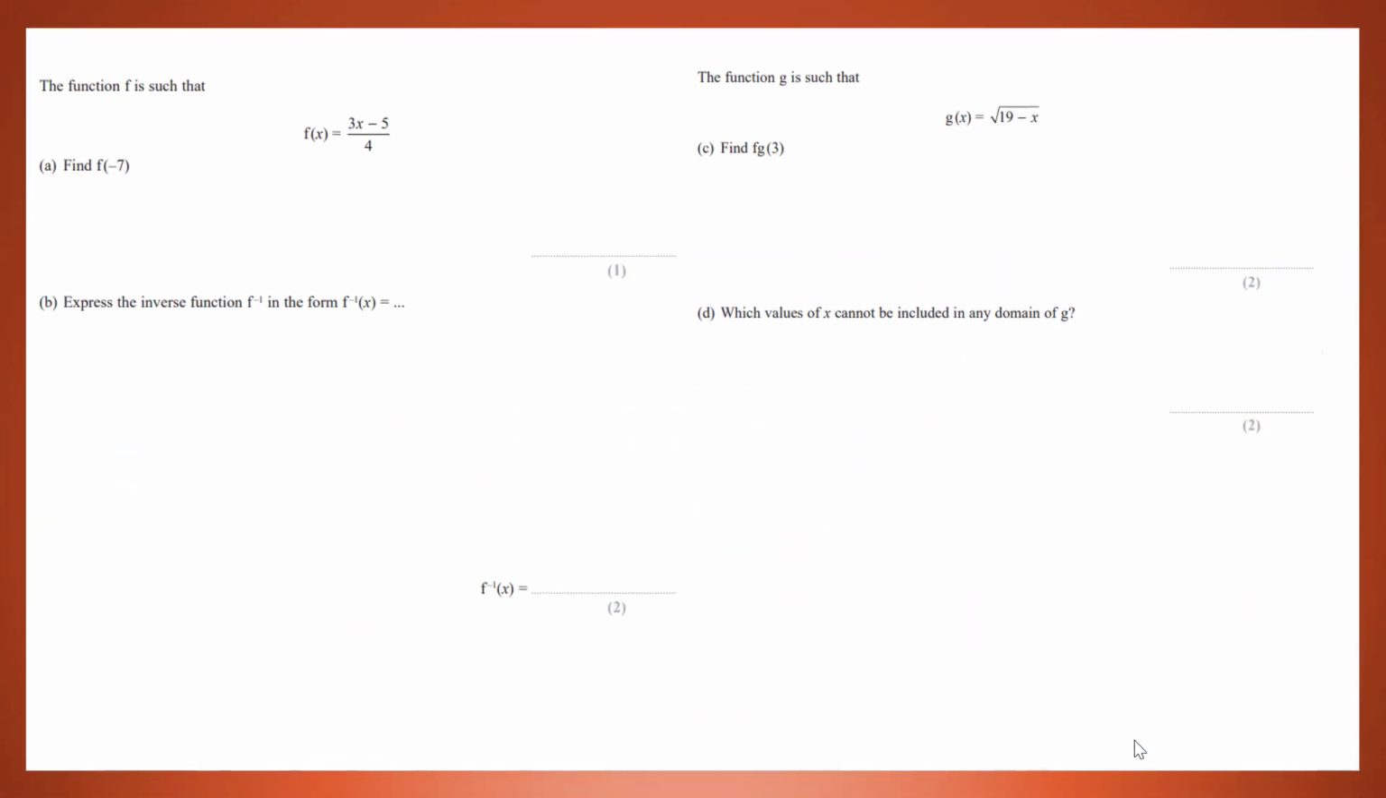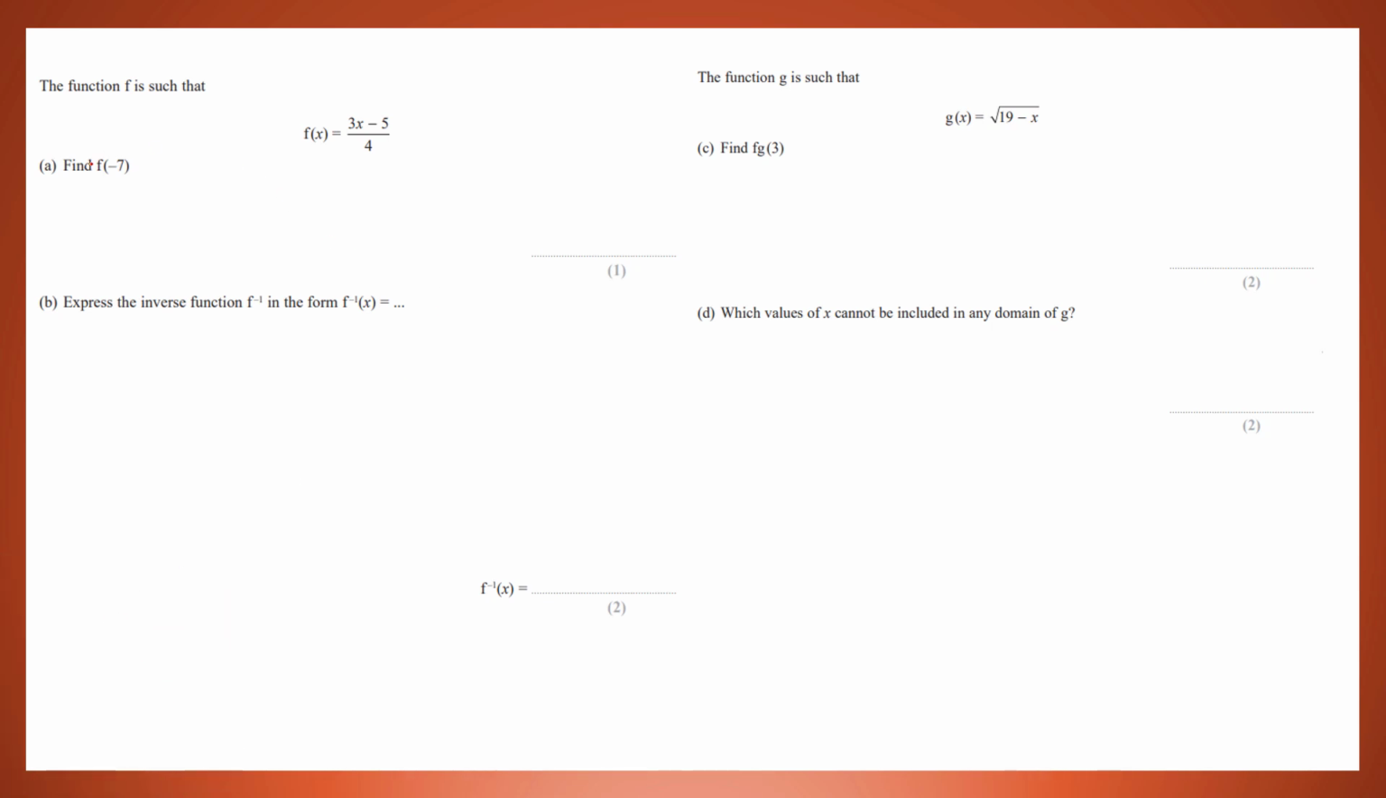The first question from the past paper says the function f is such that f of x equals (3x minus 5) all over 4. We need to find f of negative 7 and then we need to express the inverse. So we'll do the steps in here and everyone pay attention very well.